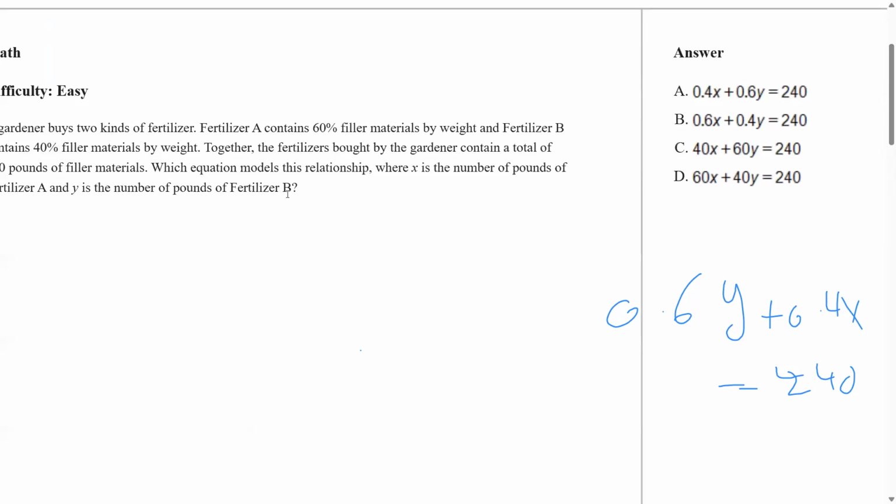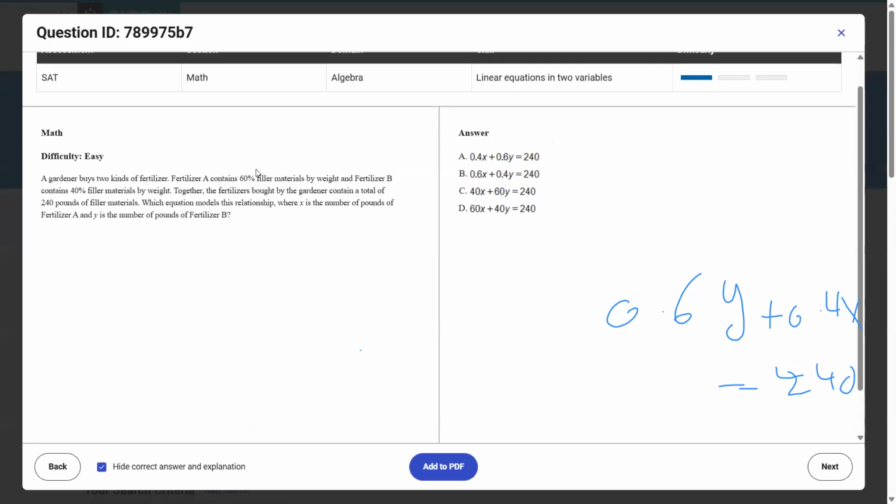Wait, A contains 60, sorry, I did the opposite. A contains 60 and B contains 40. So it will be the opposite. So the answer is B. 0.6 for X and 0.4 for Y.